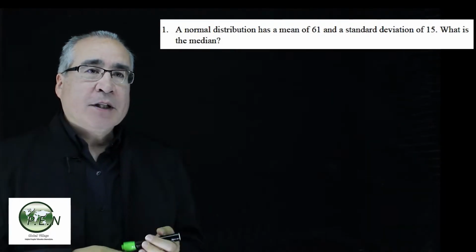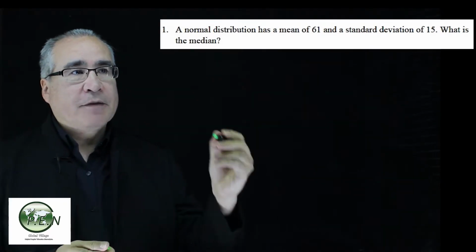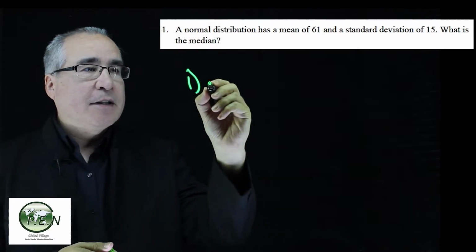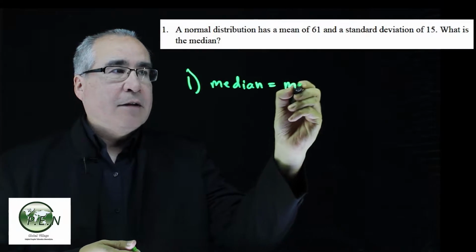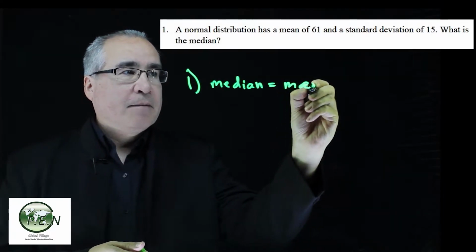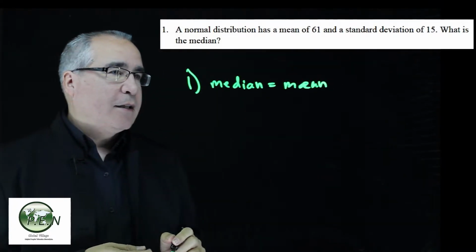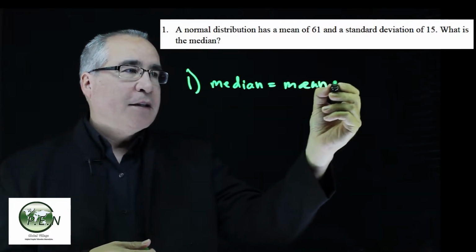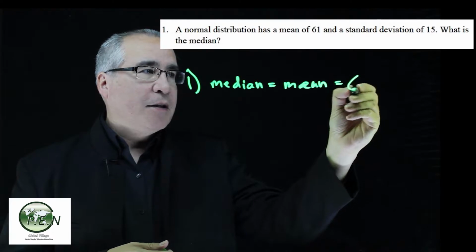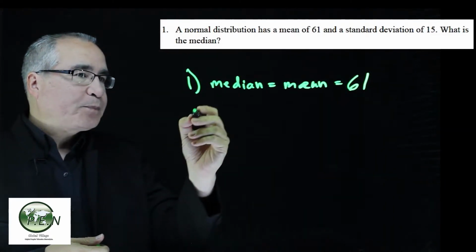For the median, all we really need to know is what is the mean. Whatever the mean is, that will be the same thing as the median. So the median and mean are equal. So the mean is 61. The median is also 61.